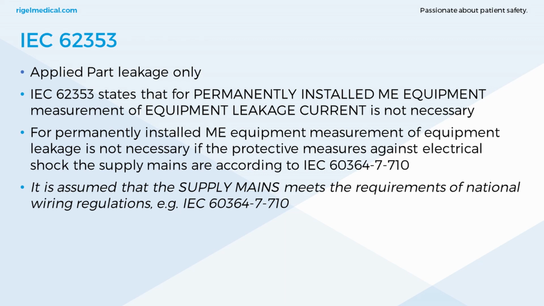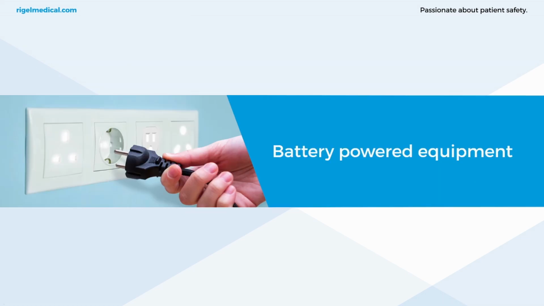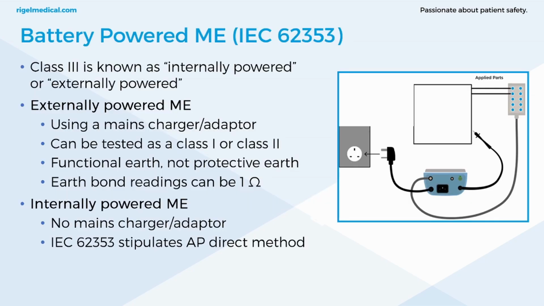It is assumed that the supply mains meets the requirements of national wiring regulations, e.g. IEC 60364-7-710. A common question in medical safety testing is about battery medical equipment. Class 3 is known as internally powered or externally powered. Externally powered should just be treated as you would a Class 1 or Class 2 device, even if it's battery powered.